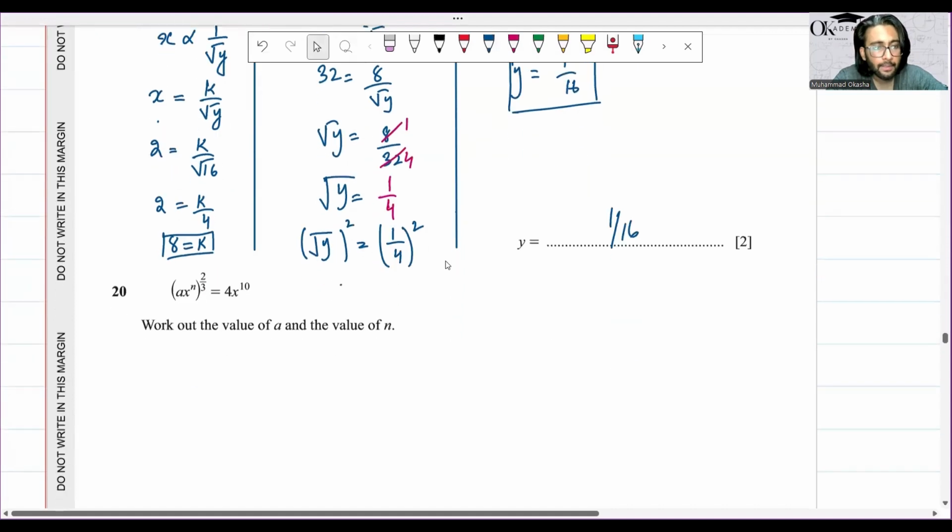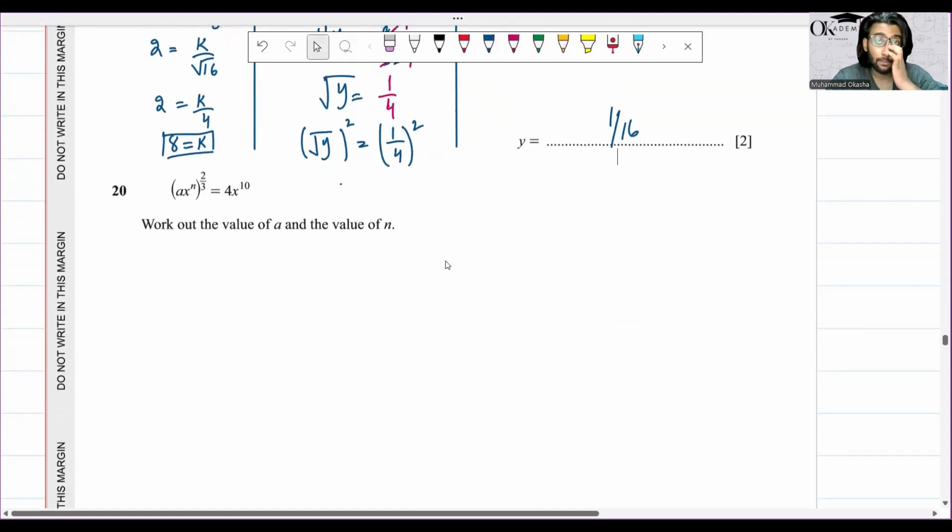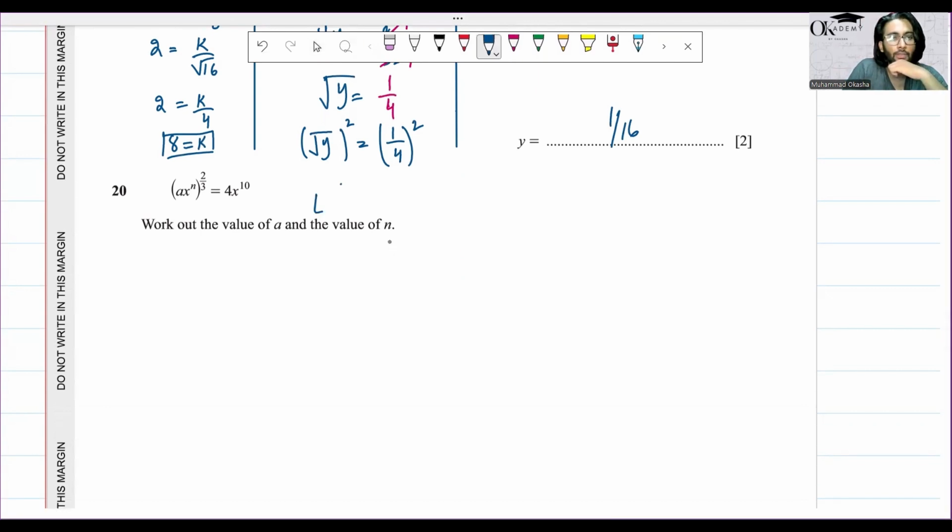All right, question number 20. This is one of the interesting ones. I particularly like these type of questions where we'll have to use the laws of indices. Ax to the power of n whole to the power 2 divided by 3 equals 4x to the power of 10. Work out the value of a and the value of n. Well, let's see.